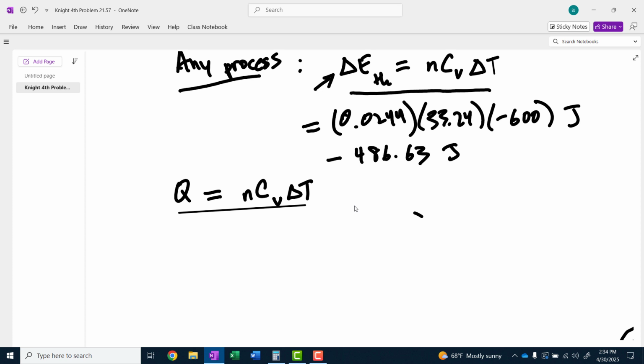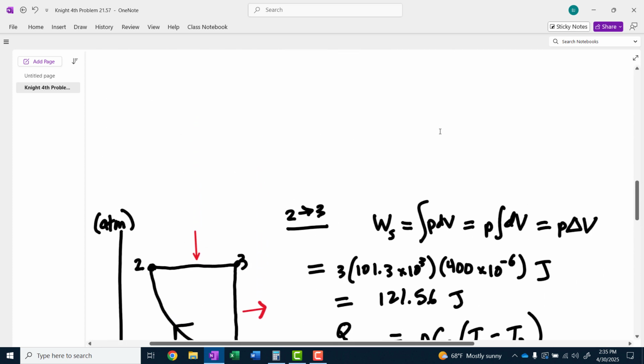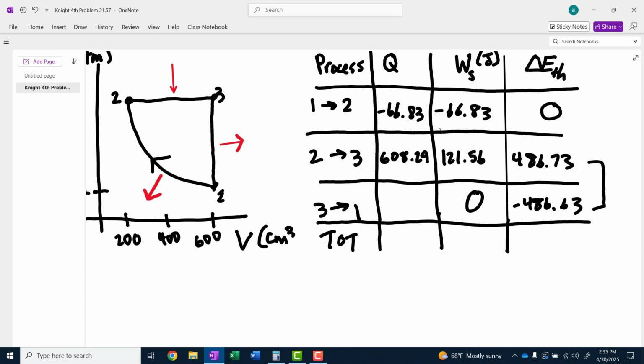Okay, you're probably getting bored because I keep repeating this. It's the same right side of the equation, right? So evidently Q equals delta E thermal in this case. But we can also see that from looking at the first law, because in general, Q is delta E thermal plus the work. And for an isochoric process, the work is 0. So of course, Q and delta E thermal are the same. That's two ways of saying that they're the same number. 486.6. I'm running out of room there.